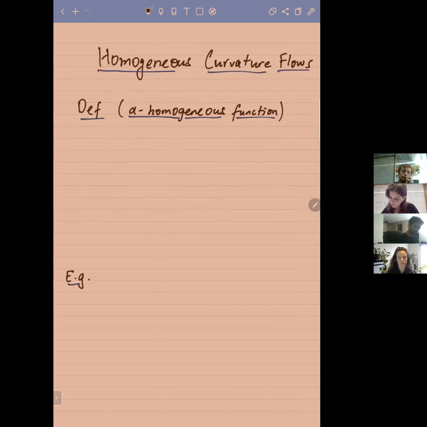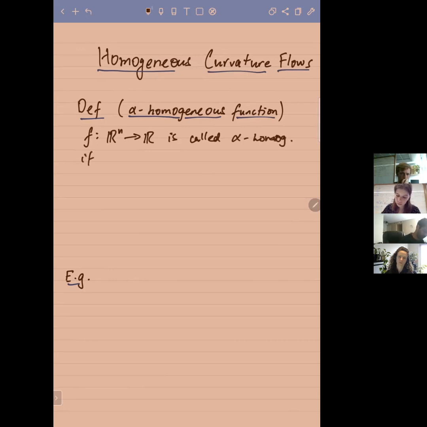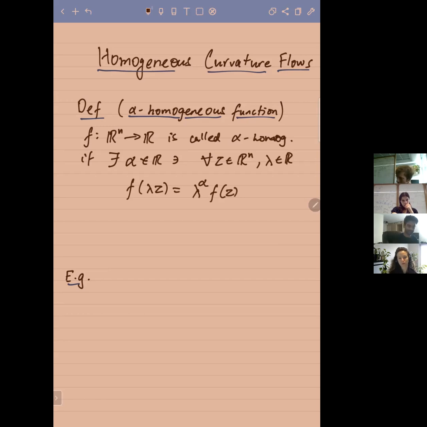So now, more to the subject of my talk, what a homogeneous curvature flow is. I have to define what a homogeneous function is. Homogeneous means: this is some function that takes in n variables and spits out a number. It is called alpha homogeneous if there exists a real number alpha such that for any z in R^n and any scalar lambda, the following holds: f of lambda times z is lambda to the alpha times f of z. So the function scales like lambda to the alpha in each direction z.